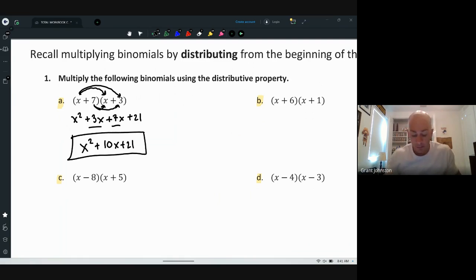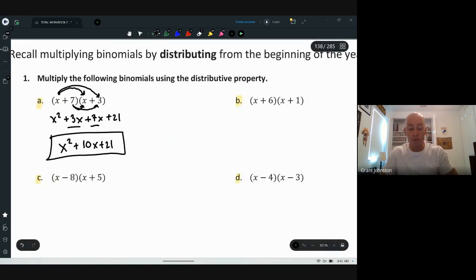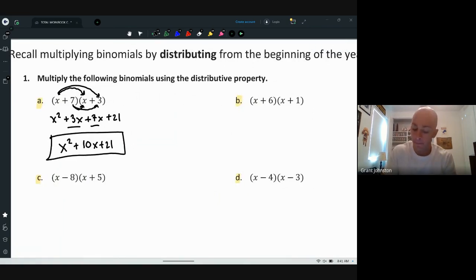So that was distributing. Let me do more. I'm going to go somewhat quick here. X times x, x to the second. X times 1 is just 1x. 6 times x, 6x. 6 times 1 is 6. X plus 6x would be 7x.